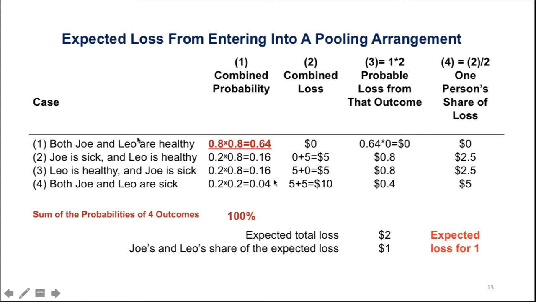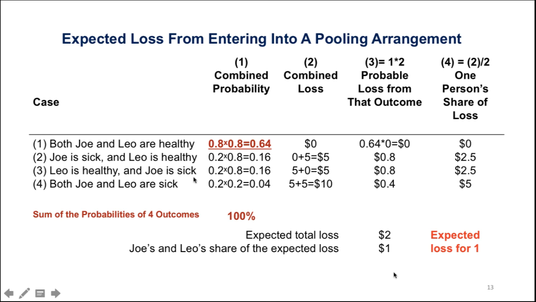Now multiplication of the first column and second column gives us the combined probability multiplied by combined loss, which gives us 0.64 multiplied by 0, and so on. Basically, multiplication of combined probability and combined loss gives us this column. And then here we are trying to find the one person's share of loss, so we have to divide column 3 by 2 to get the one person's share of loss. So far, the expected total loss is going to be $2 here, and then Joe and Liu's share of expected loss is $1 here.